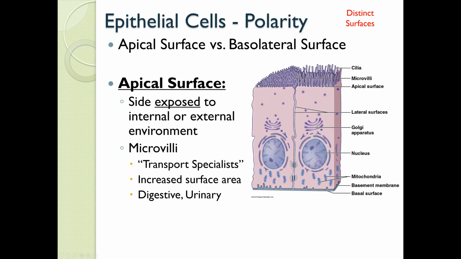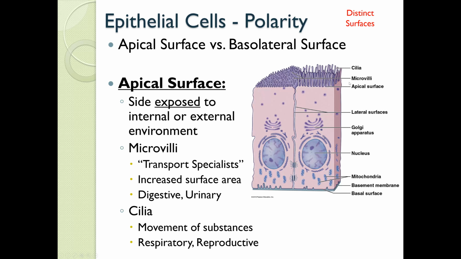So we consider cells that have microvilli as being transport specialists. And you would find epithelial tissue with microvilli in places like the digestive tract, where you need to absorb nutrients, and the urinary tract, where you need to change the concentration of the urine before it's expelled.